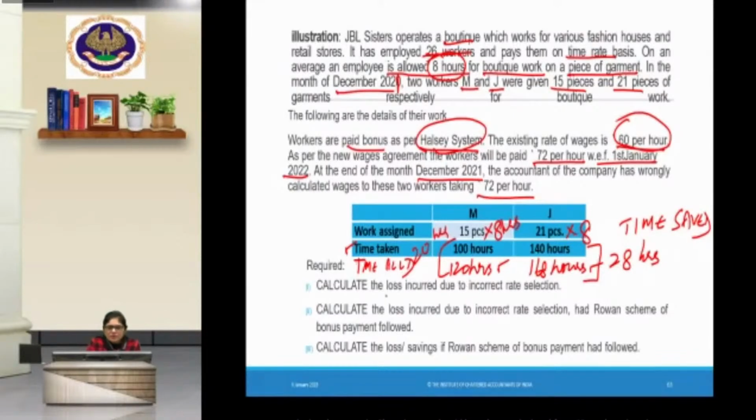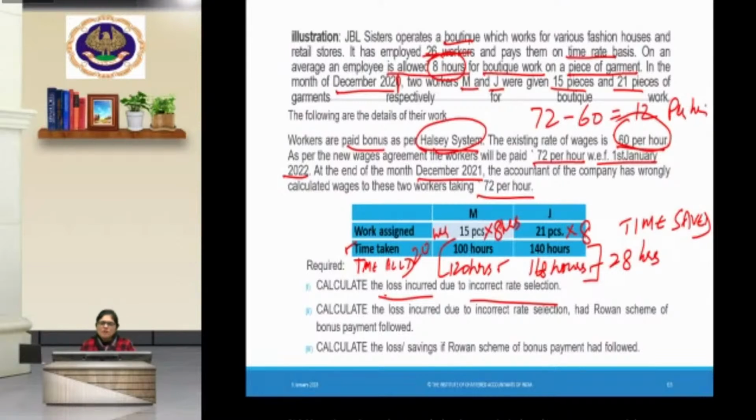The rate should have been 60 per hour, but the accountant has calculated as per 72 per hour. Calculate the loss incurred due to incorrect rate selection. That means how much is the difference in the rate? 12 rupees per hour, 72 minus 60. The mistake was to the extent of 12 rupees per hour. So you have to calculate how much loss the company incurred due to the mistake of the accountant.